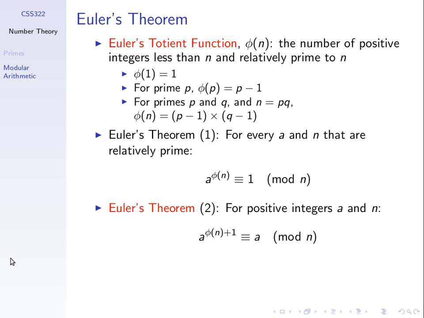Euler's theorem. And to introduce that, we need to first explain Euler's totient function. Euler's totient function is the number of positive integers less than n and relatively prime to n. So some number n, we look at all the integers that are less than it and count the ones which are relatively prime with n.